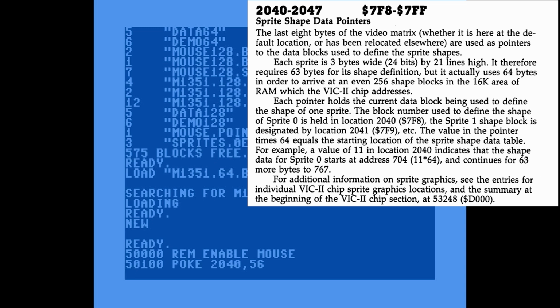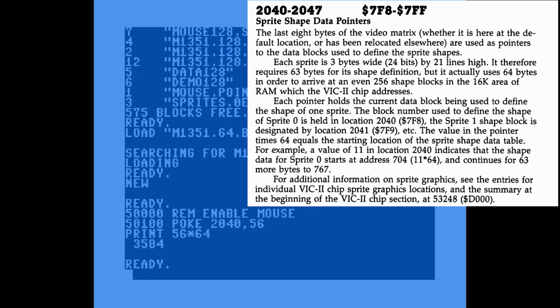The sprites are stored in 64-byte slots starting at memory location 0 and going all the way up to 16K. So 56 times 64, if we were to print that out, is memory address 3584. We'll come back to that in a few moments, but just know that that's where the definition for the sprite shape is going to be.